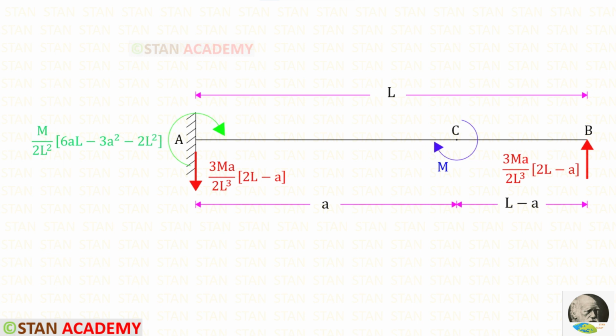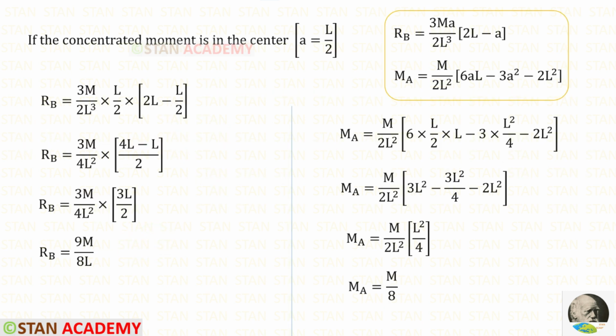We have made the expressions for MA, RA and RB. We have assumed that MA would be acting in the clockwise direction, but it can either act in the clockwise direction or in the anticlockwise direction. It depends on the distance a. When we apply the values in the formula, if we get a positive value, that means the moment is acting in the clockwise direction. If we get a negative value, that means it is acting in the anticlockwise direction.